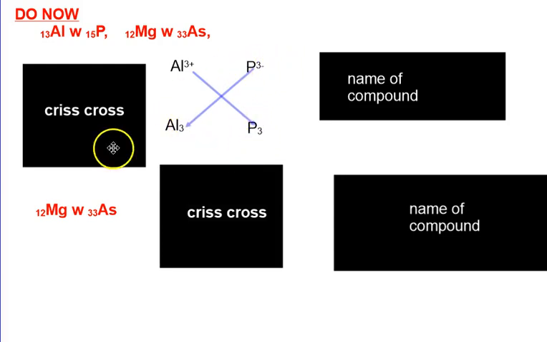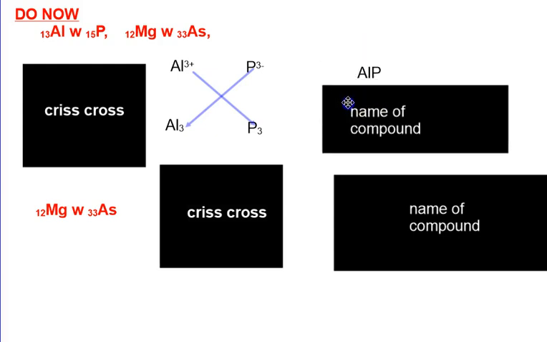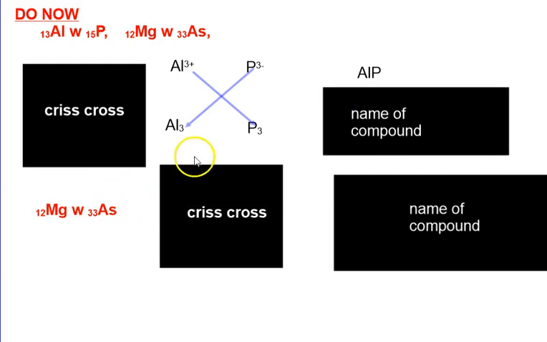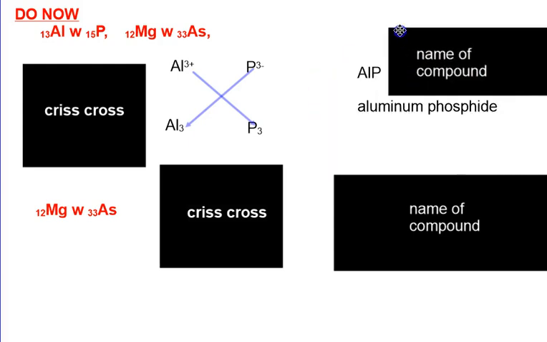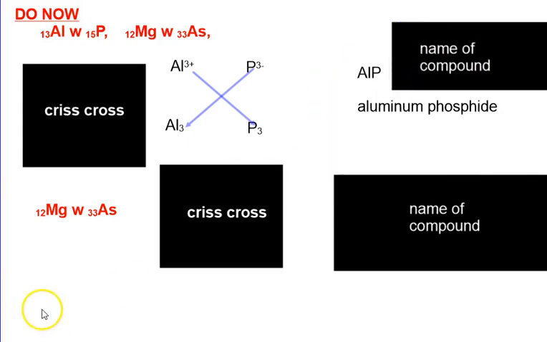The next thing we want to do is see when we put this together. Notice the negative did not come down. Negatives do not show up in subscripts. So the subscripts are just numbers. They have no plus or minus sign with them. When we go to put that together, because this is not the smallest ratio that we can have of the subscripts, we make it just AlP, and we name that aluminum phosphide.